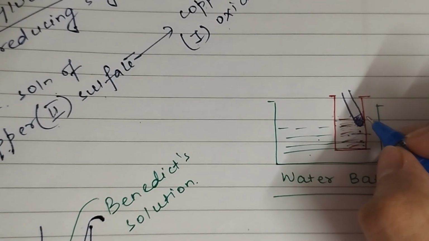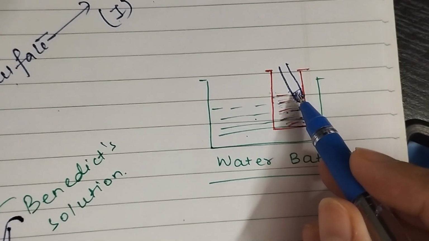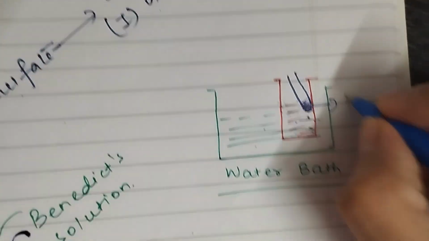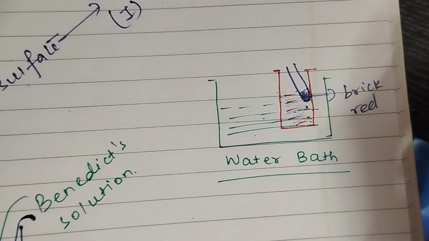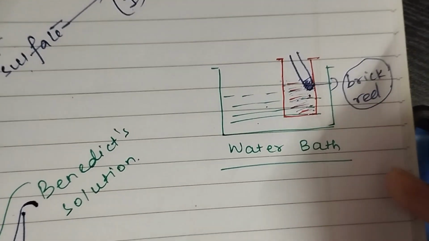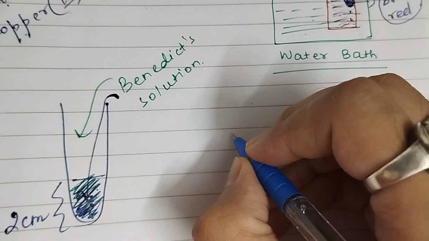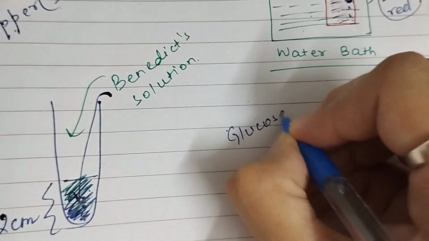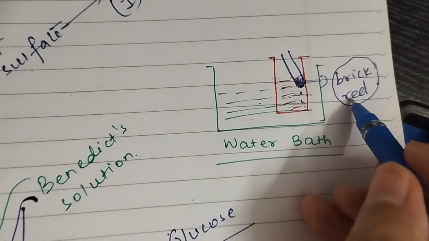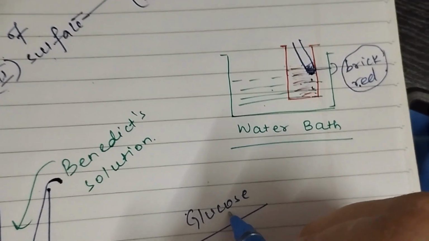Now as the heat goes on increasing, you will see that the solution is changing its color to brick red color. If the brick red color is appearing after heating this test tube in the water bath, you can conclude that the sample is containing glucose. Even if after heating no brick red color is appearing in the test tube, that means glucose is absent in the food testing.